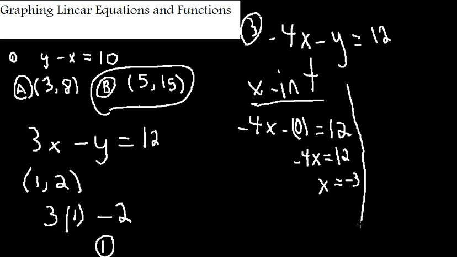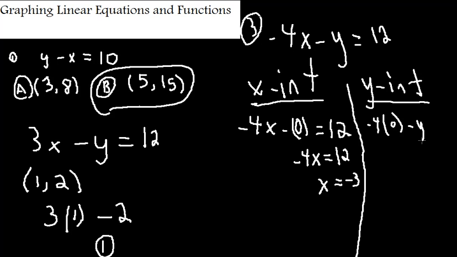And that's your x-intercept. Let's do the same thing for y-intercept. We're going to plug a 0 in for x. So we have negative 4 times 0 minus y equals 12. Next step, that's 0. So you have negative y equals 12. And then here there's an understood negative 1. So we're going to divide both sides by negative 1. So y is equal to negative 12.